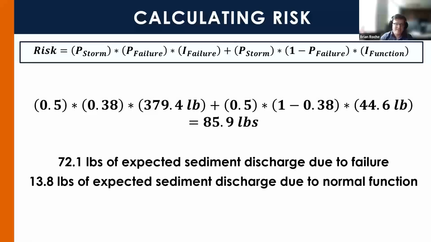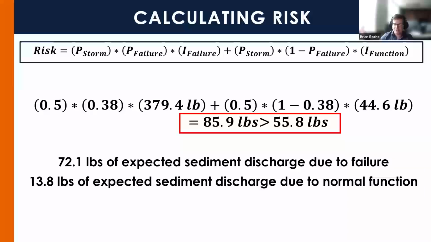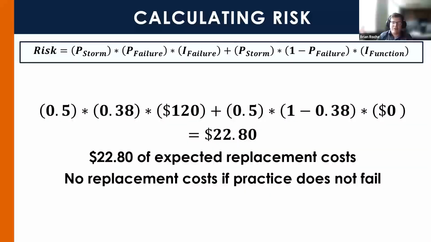We found 72 pounds of expected sediment discharge due to failed installations, and then about 13.8 pounds of expected discharge due to normal function, resulting in a total of about 86 pounds of expected sediment discharge, which would exceed that 55.8 pounds that was defined as acceptable, indicating that existing AU-DOT silt fence would not meet that risk-based design. We also calculated the expected cost of replacement based on that probability, which is about $22.80.